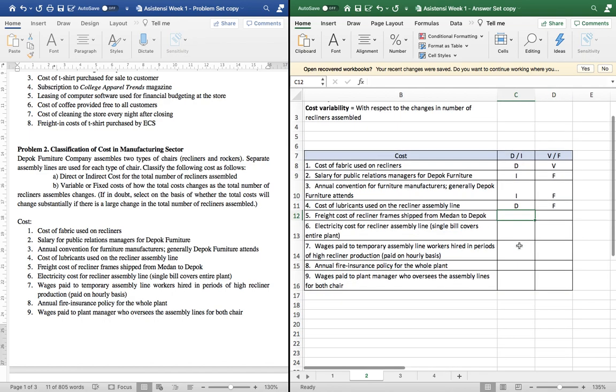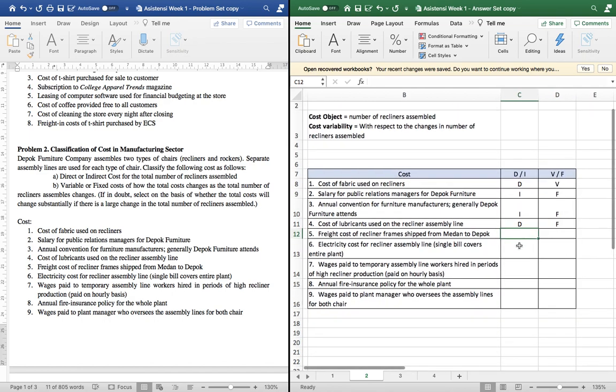And then for the next one, freight cost of recliner frames shipped from Medan to Depok, it is direct because it's only for the recliner and it is variable. The more recliners that we assemble, the more frames that we have to ship from Medan to Depok.